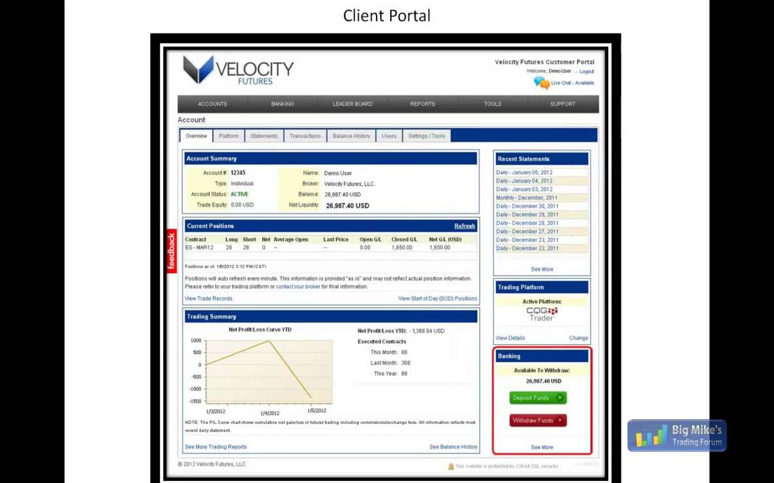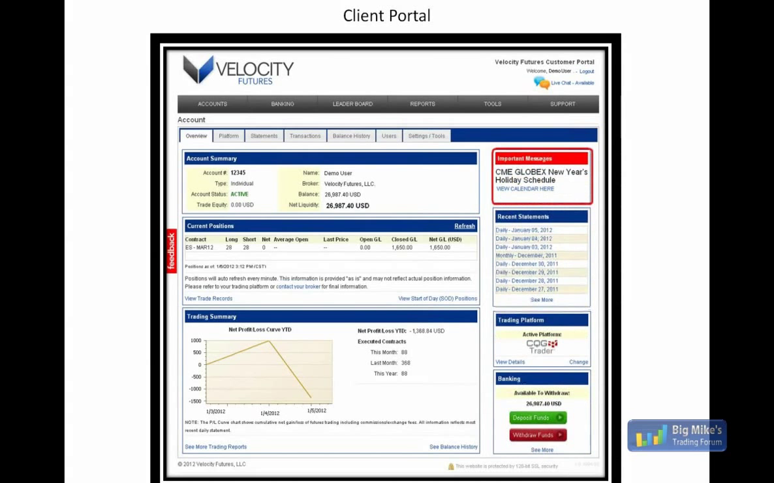Down in the right-hand corner, you can access the banking functionality that allows you to wire money in and out directly to the portal, or move it from account to account if you have multiple accounts, or convert currencies. Portal is also where you'll receive exchange, platform, and other messages directly from us. They'll all pop up right there in your portal. So, most of our clients log onto our portal on a regular basis for all these reasons.